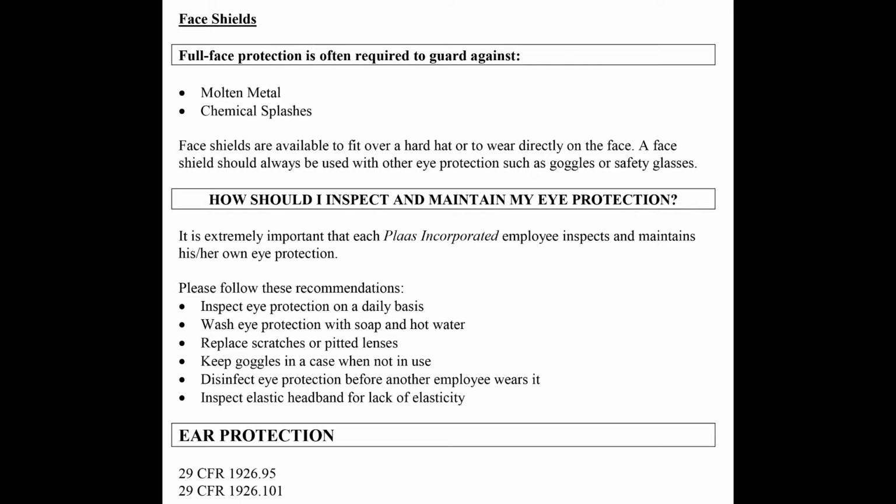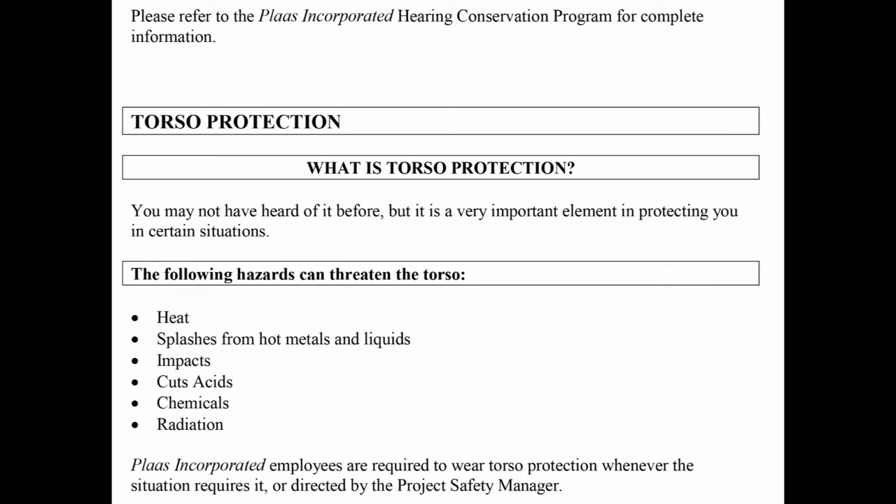Ear protection, 29 CFR 1926.95, 29 CFR 1926.101. Please refer to the Plaas Incorporated Hearing Conservation Program for complete information. Torso protection. What is torso protection? You may not have heard of it before, but it is a very important element in protecting you in certain situations. The following hazards can threaten the torso. Heat, splashes from hot metal and liquids, impacts, cuts, acids, chemicals, radiation.